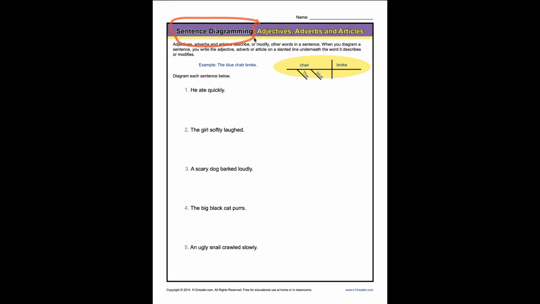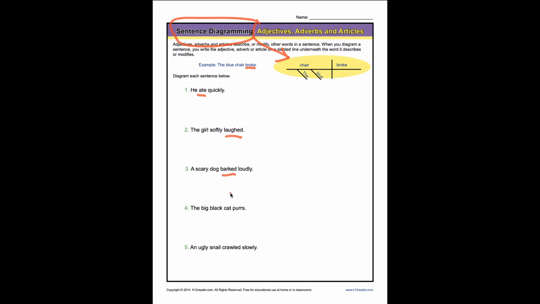Okay. The blue chair broke. In the blue chair broke, it seems like broke is the verb. You got it. Okay. He ate. Ate, verb. Girl laughed. Laughed, verb. Yep. Barked. That's the verb.